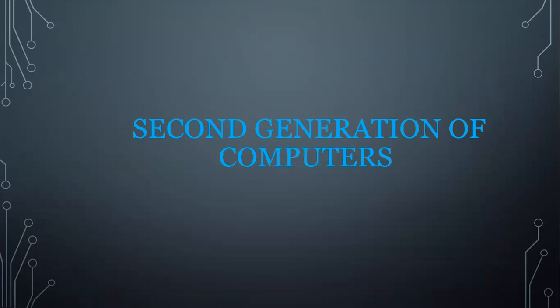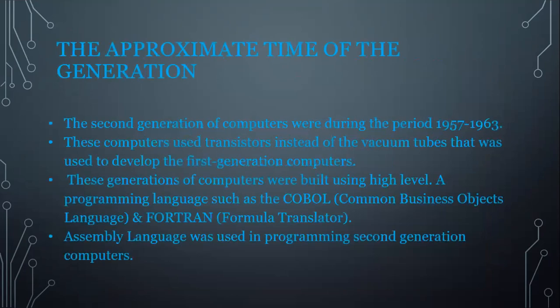Okay, thank you very much, Mr. Duke. The second generation of computers I'll be presenting on. Now, the approximate time of the generation: it was during the period of 1957 to 1963, according to research on the internet. These computers used transistors instead of the vacuum tube, right? Now, that was used to develop the first generation, as we know, according to what my previous colleague said.